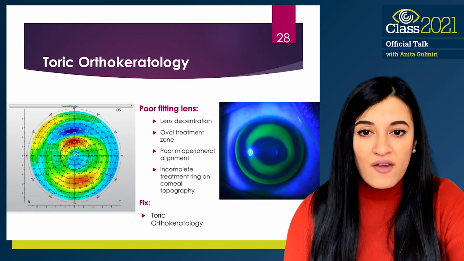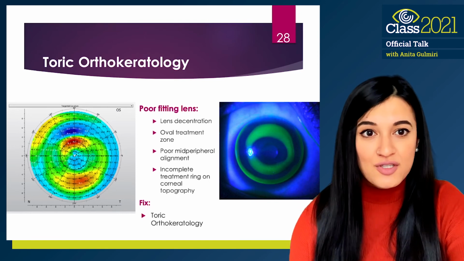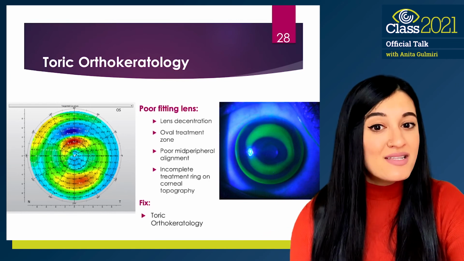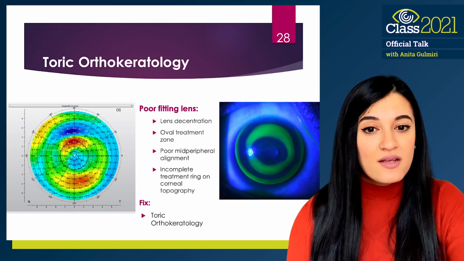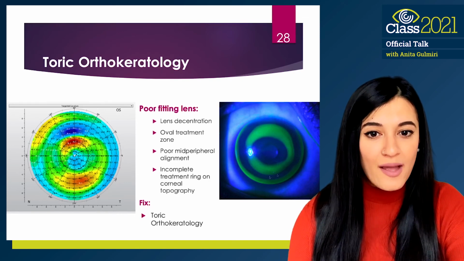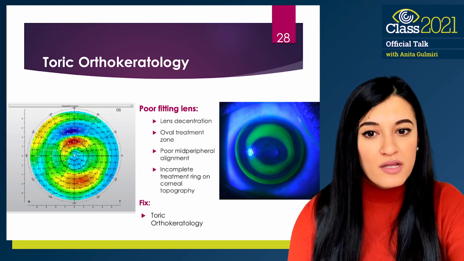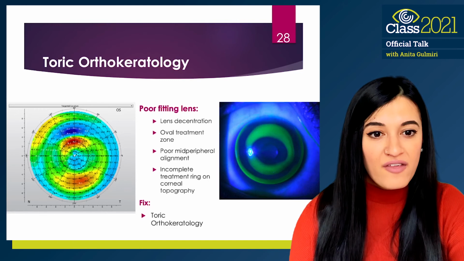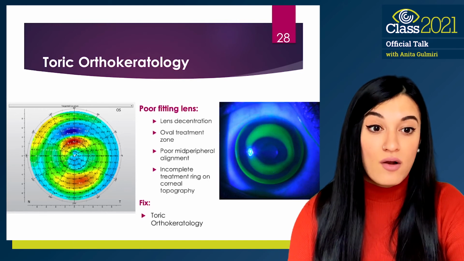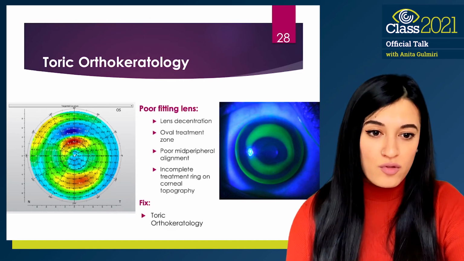Toric ortho-K, we kind of alluded to selecting this ahead of time if you know that there are some indications on the cornea that point to this. But one of the reasons why you might see a poor fitting lens, in terms of lens decentration, is you'll see an oval type of treatment zone, poor mid-peripheral alignment, or an incomplete treatment ring when you're looking at your topography. These are all signs that you have fit a spherical lens on a toric cornea. And so what you'll want to do is switch to a toric ortho-K lens design.